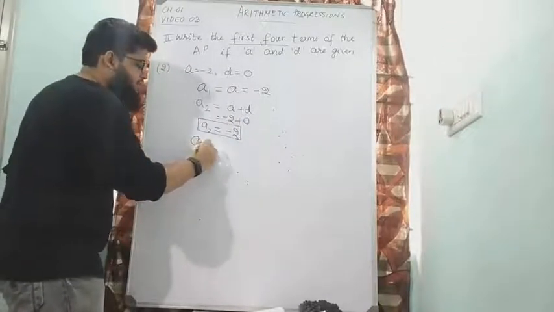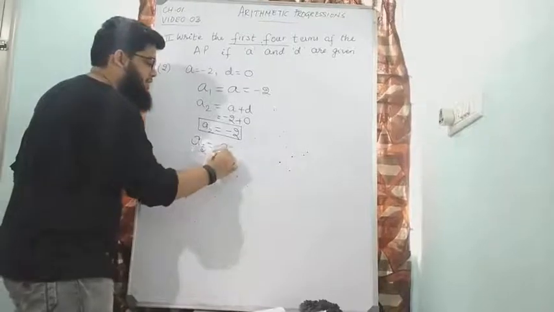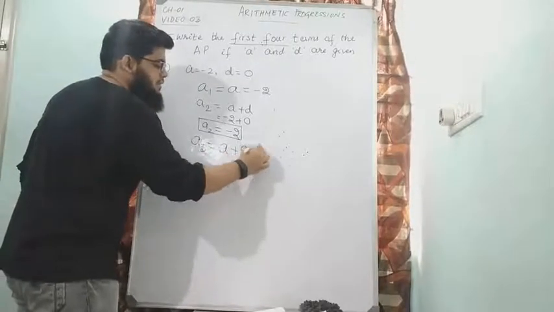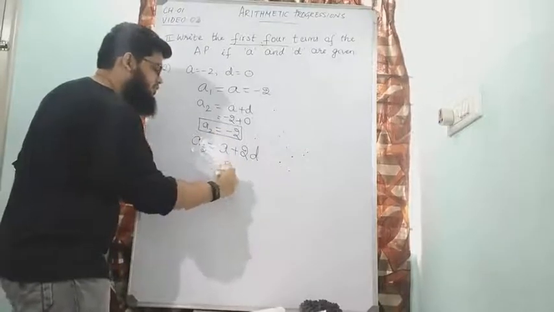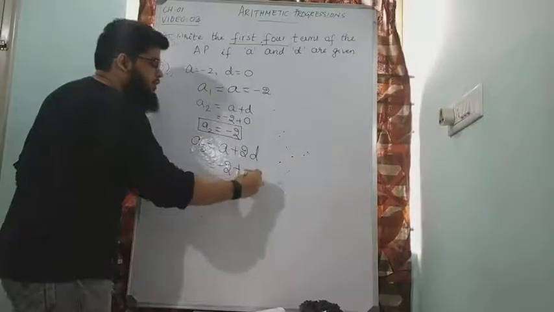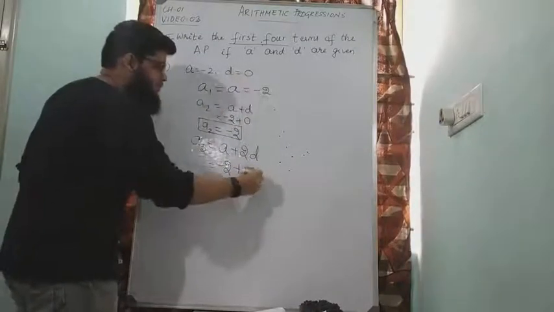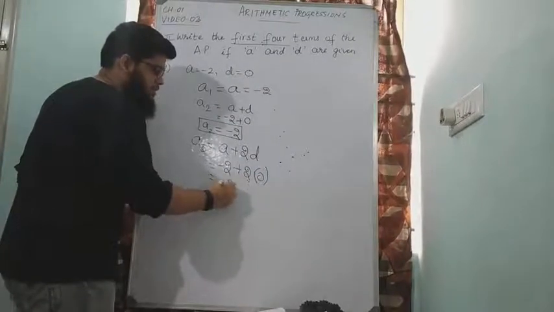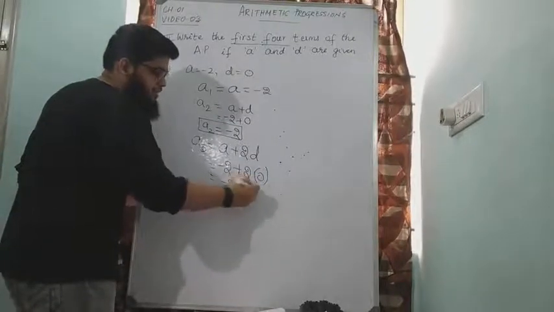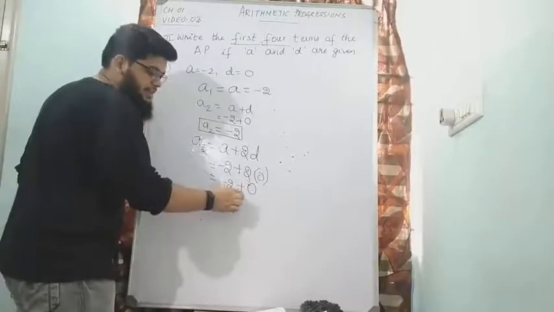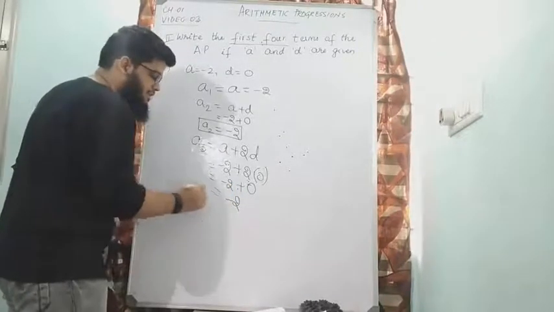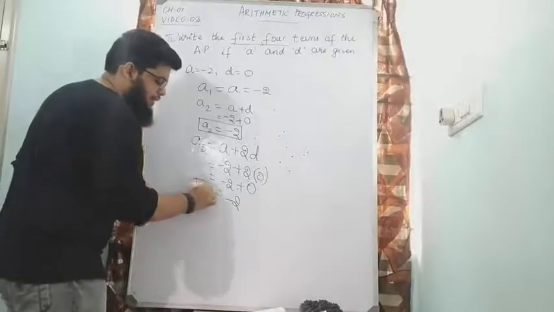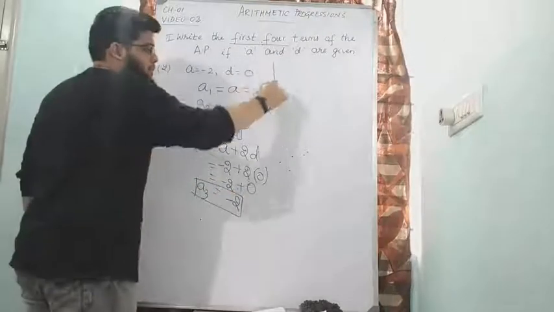Similarly, let us find out A3. A3 is A plus 2D, and the value of A is -2 plus 2 into the value of D is 0. -2 plus 2 zeros are 0, minus into plus is minus, and 2 minus 0 is 2, and 2 has negative sign, so the answer is -2 again. So the value of A3 is also -2.